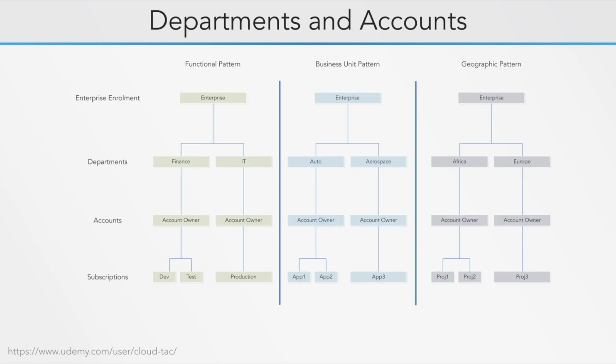As mentioned, departments represent business units, functions, or geographies. Therefore, the three common patterns for Azure enrollments are the functional pattern, business unit pattern, and geographic pattern. Though each of these patterns has its place, the business unit pattern is increasingly being adopted for its flexibility in modeling an organization's cost model, as well as reflecting the span of control.